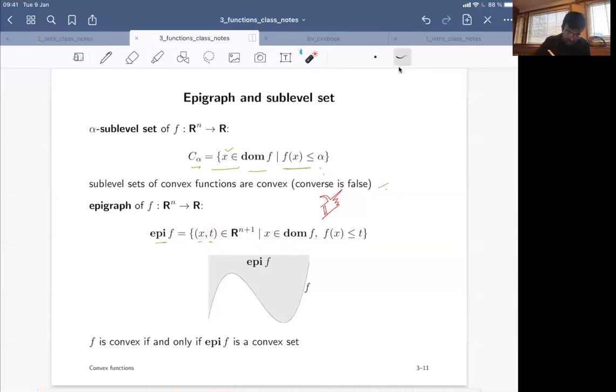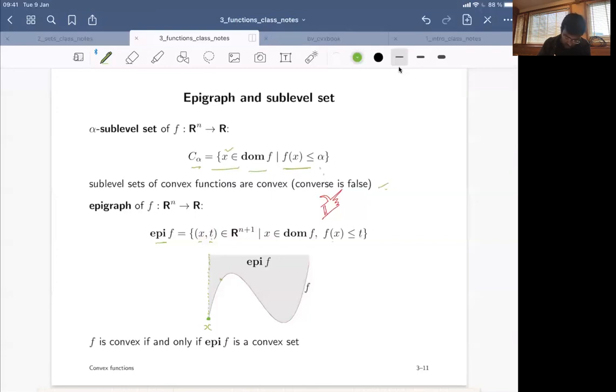So what does that mean? Pick this graph. So this is my f. What is the epigraph of this? So pick a particular x here. And then consider all t such that t is greater than f of x. So what is f of x here? It is this point, right? So consider all t which is greater than f of x. So that will be this guy.